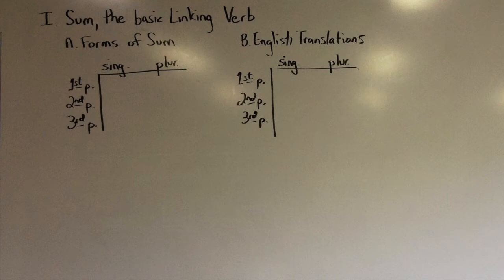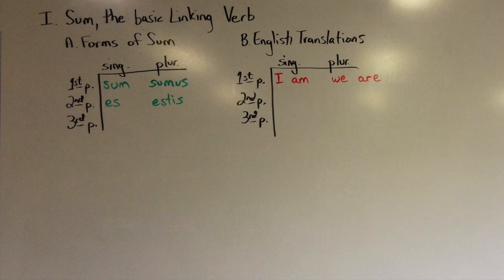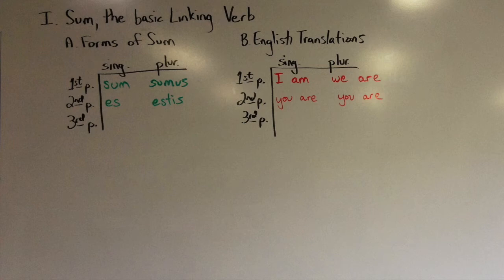So first of all, the first person singular in Latin will be sum. This will translate to the English I am. The first person plural will be sumus, which will translate to the English we are. The second person singular will be es, and the second person plural in Latin will be estis. Both of these will translate to English as you are, because English doesn't differentiate between you singular or you plural.